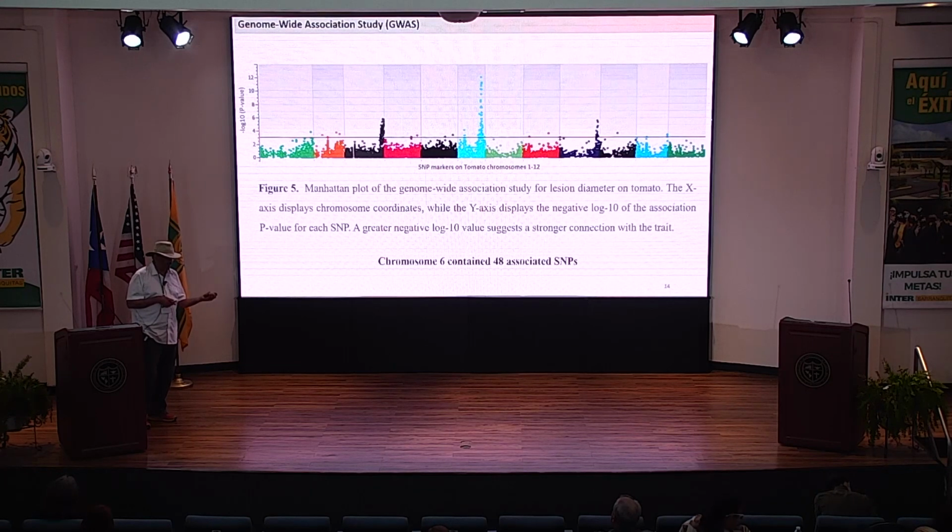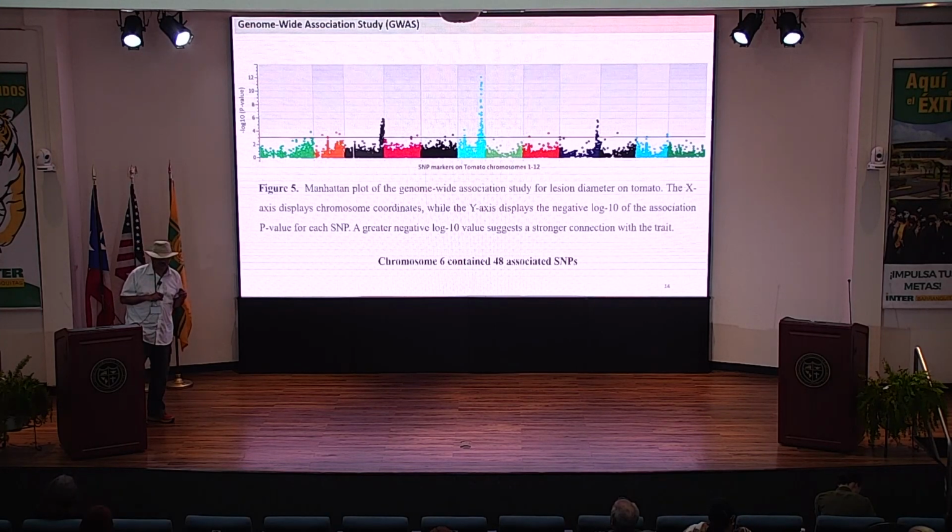Say a particular allele has GG, that is guanine at a place, whereas the other cultivar has cytosine. So these single nucleotide polymorphisms across all the chromosomes will tell us which one is associated and which one is not, based on this genome-wide association study of lesion diameter. Lesion is created by anthracnose infection.